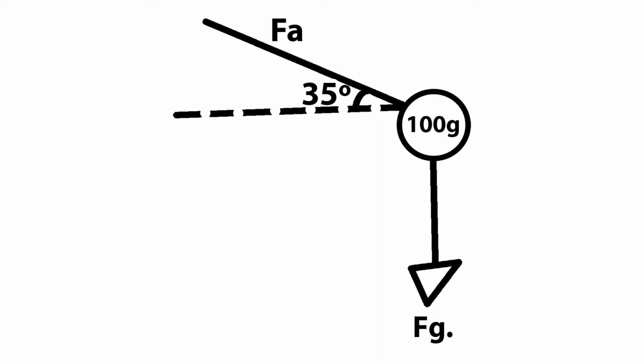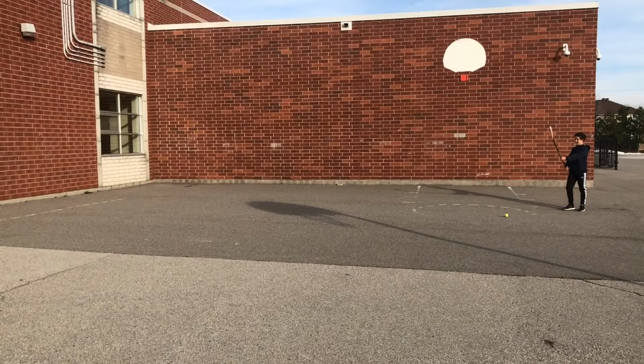There's an applied force as well as some sort of angle, as we discussed earlier, and there's also the force of gravity. Typically, if the ball was on the ground, there would be some sort of normal force acting on it to coexist with the force of gravity. However, due to the fact that the ball is in the air, there is no normal force. Also labeled on the free body diagram is the weight in grams of the ball.